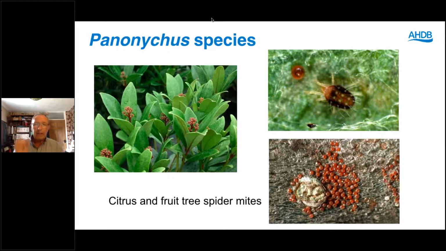The other point on Panonychus species, they overwinter on the plant itself. So you get these small orangey red eggs laid on the plant, not necessarily off the plant. So it'll be evergreen plants. So again, Skimmia, Choisya, that sort of plant where we're finding this particular spider mite.